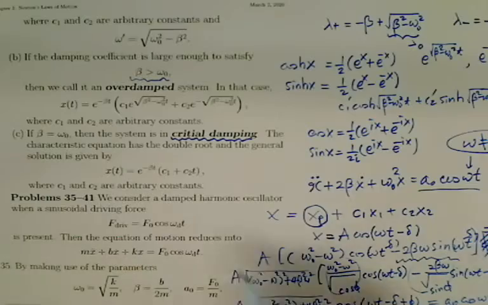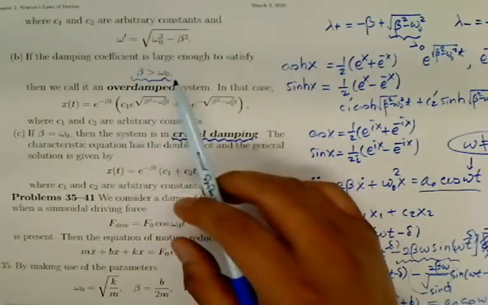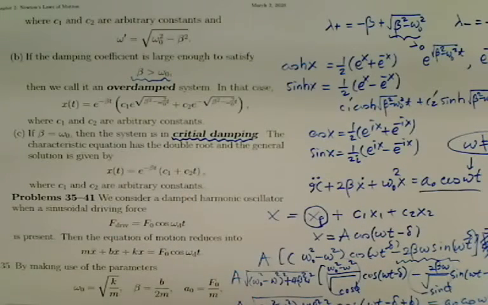Again, as I told you before, omega prime is the square root of omega 0 squared minus beta squared. Omega prime is smaller than omega 0. That means the frequency decreases and the oscillating factor has a smaller frequency. That means a longer period.